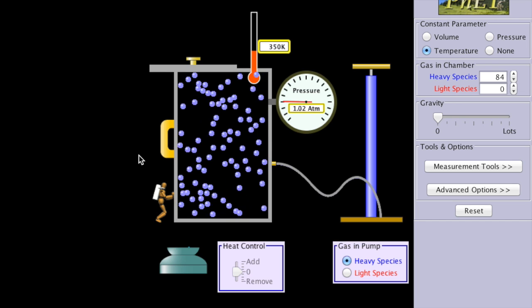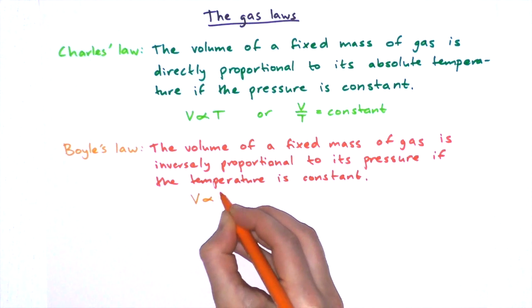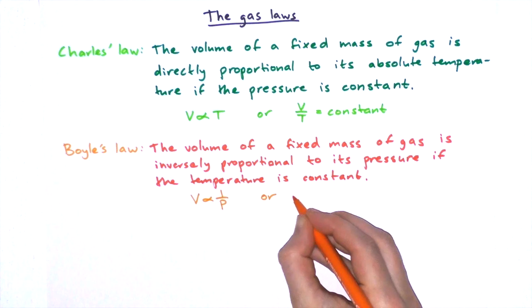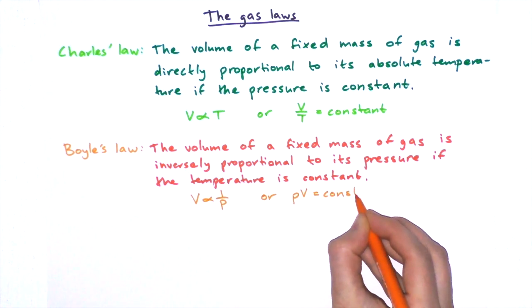Okay, we could also write that as V is proportional to 1 over P, or we could say that PV is equal to a constant.